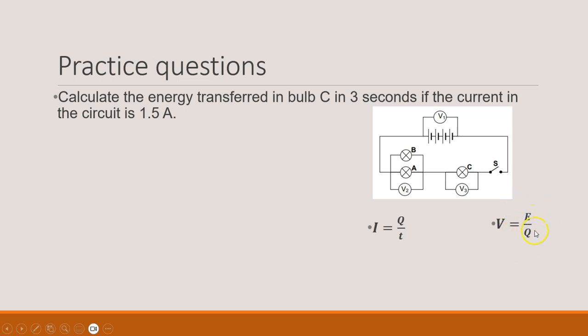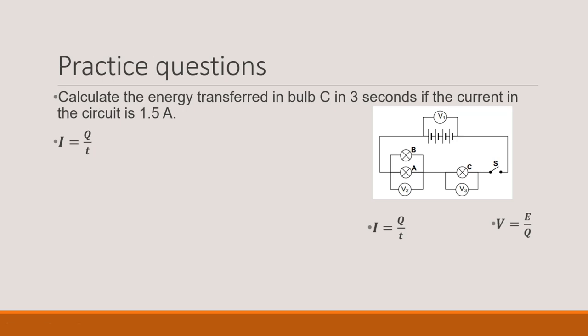We're missing the Q. If we come to this formula, I equals Q over T, we were given the current, we were given the time of 3 seconds, so that allows us to work out the charge. Once we've worked out this charge, we can come back to this formula. Given the voltage and having calculated the charge, we can work out the energy transferred. So let's take a look.